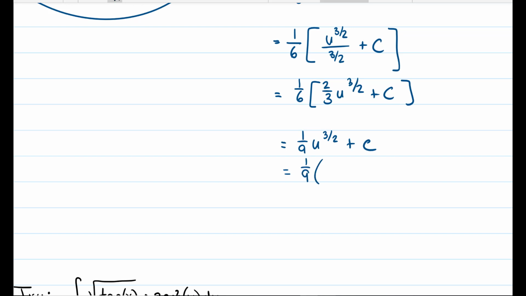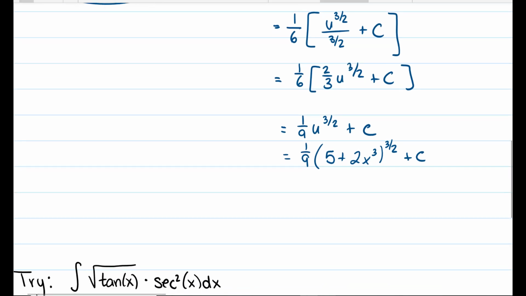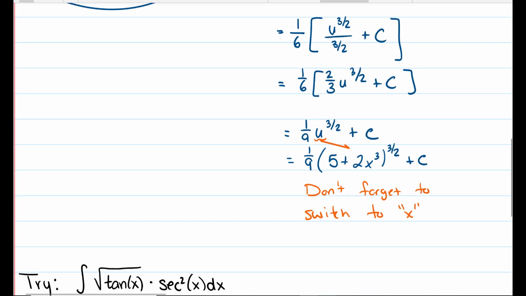And then we're going to get 1/9. We plug our u back in for the x value that we substituted it out for. So you get 5 plus 2x cubed to the 3/2 plus c. So the way this worked is this u became all of this. So it's very important that you don't forget to switch back to x. If you don't remember to switch back to the x, you're going to get the answer wrong.